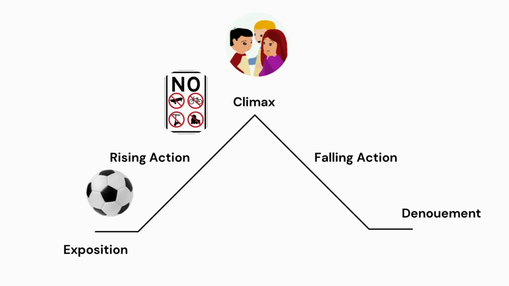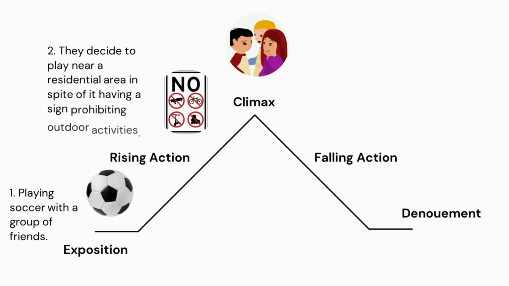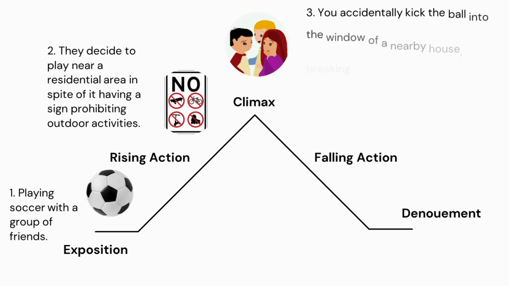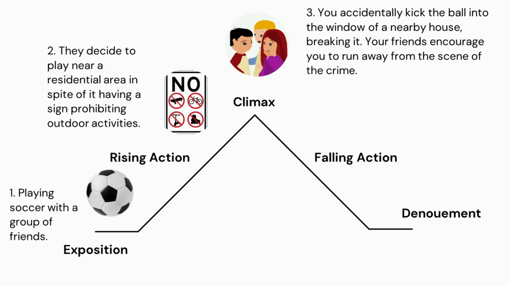So maybe at first, we can have the protagonist playing soccer with their group of friends. They then decide to play near a residential area, in spite of it having a sign prohibiting outdoor activities. The protagonist accidentally kicks the ball into the window of a nearby house, breaking it, and their friends encourage them to run away from the scene of the crime.